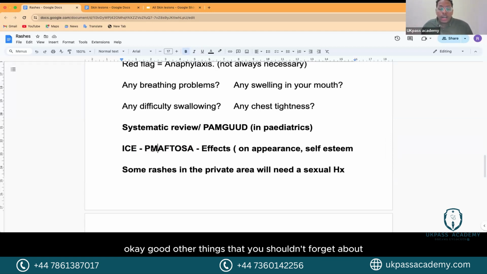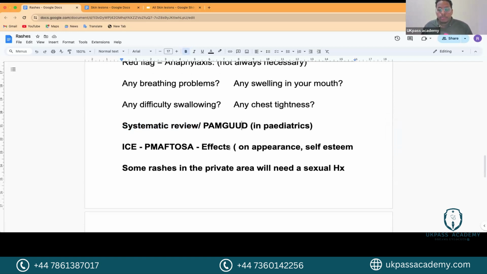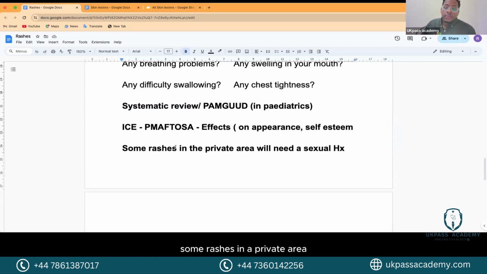Okay, good. Other things that you shouldn't forget about, I was talking about the systemic review, and I think I told you most of them, but honorable mention, please, any swellings in your private areas as well, okay? Any swelling in your private areas as well. Good. Some rashes in the private area will definitely also need a sexual history. If somebody has a rash or a swelling in the private area, you do need to take a sexual history.